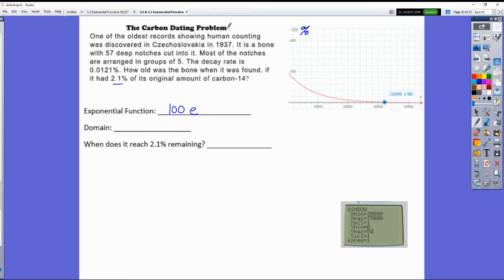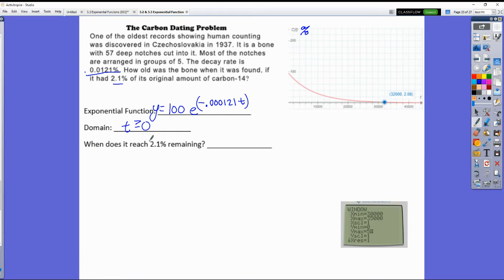Times e to the, this one's actually decay. Notice it's going downhill. So they gave me a decay rate. I need to make it negative in my function. And I need to move the decimal over twice. So if I move it over twice, I'm going to have 0.000121 t. So e is to the negative 0.000121 t because it's decay. All right, we've got our equation, y equals. The domain of this is time is greater than 0 again.